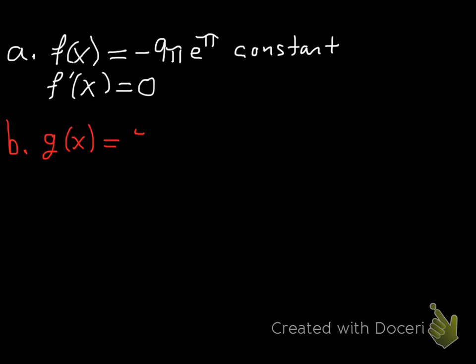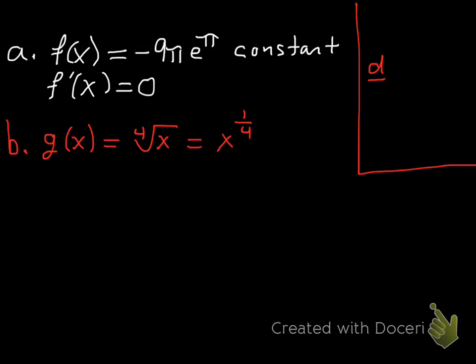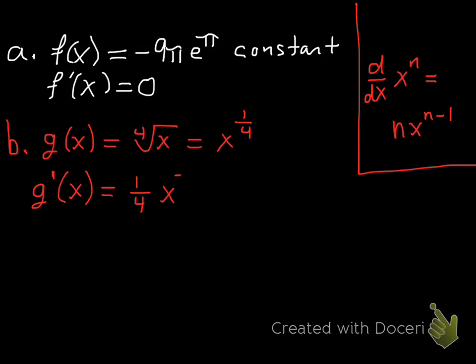The second problem we looked at was the fourth root of x, and it was more helpful to write the fourth root as a rational exponent, 1/4. Remember your power rule: the exponent comes down and then we subtract 1 from the exponent. So when we take the derivative here, the 1/4 comes down and then we subtract 1 from the exponent. So this will be 1 over 4 times the fourth root of x cubed.